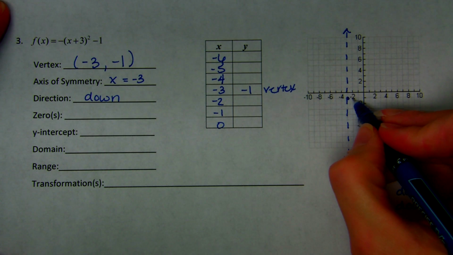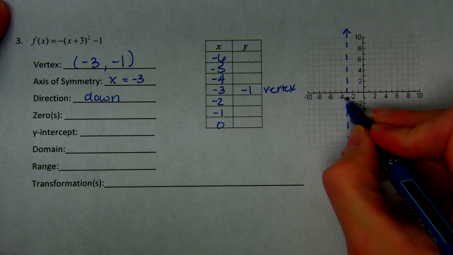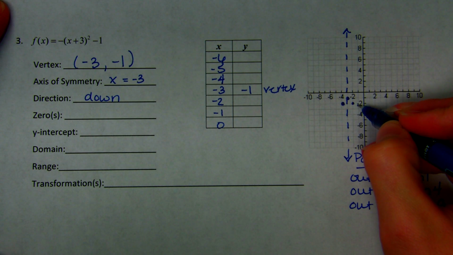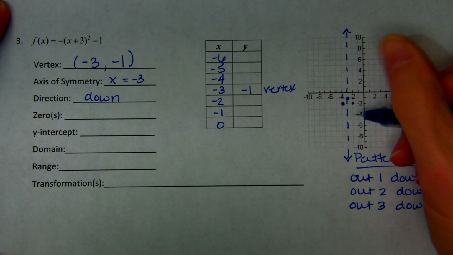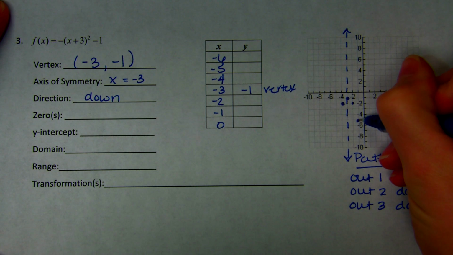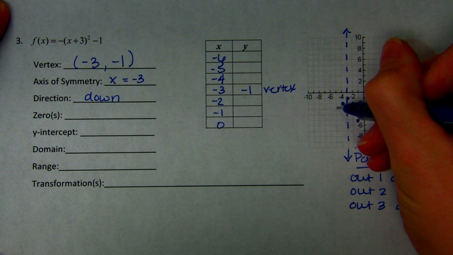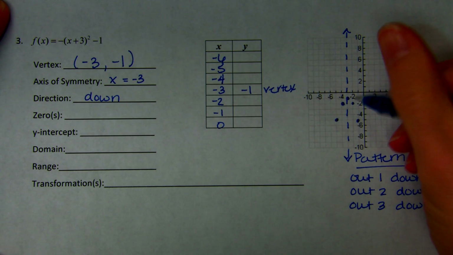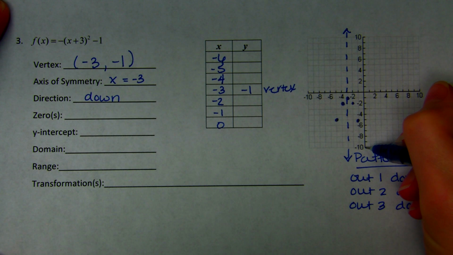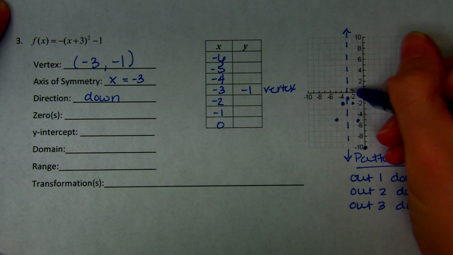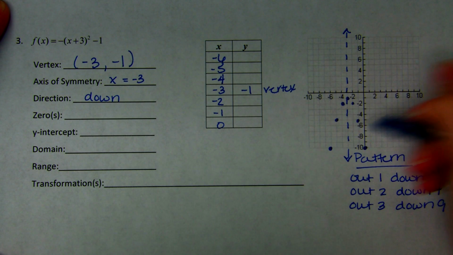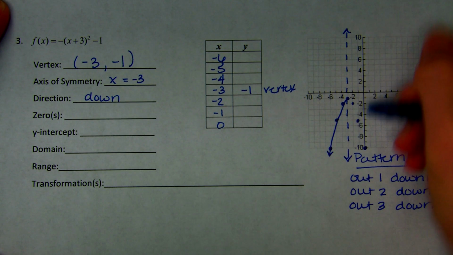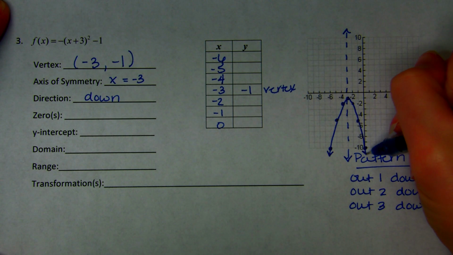So from here, I'm going to go out 1 and down 1, out 2, down 4, which puts me right there at -5. And then out 3 and down 9, which puts me down here at -10. Right there. So this parabola opens downward, like that.